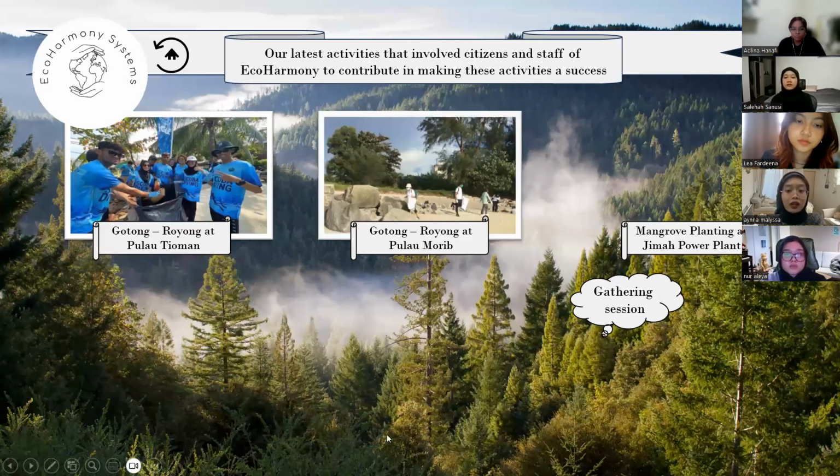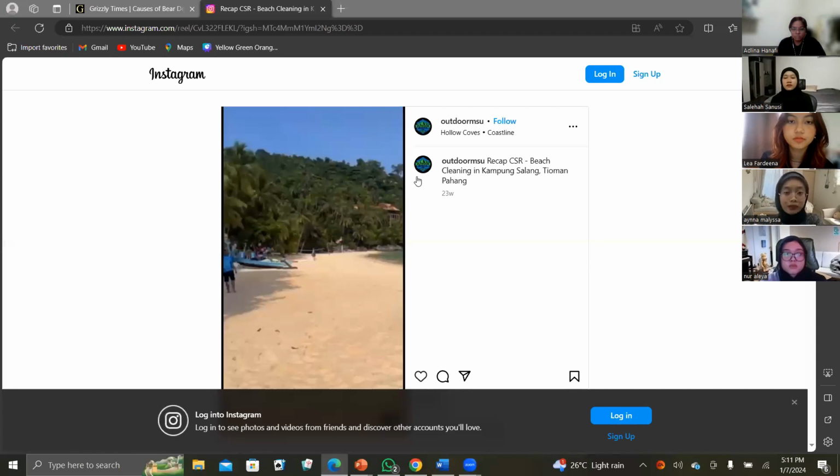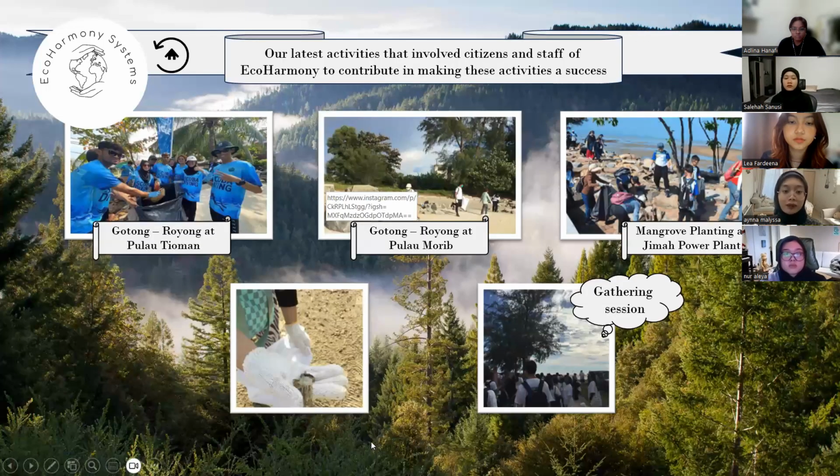Okay, Leah go back, and then the second one is Kotorang at Pulau Morib. Leah presses the picture, and it will directly go to the Instagram. So these are the multimedia elements that we have included in our website. Okay, go back.